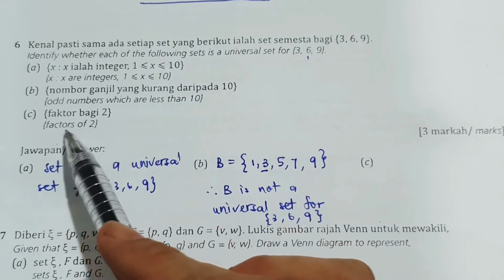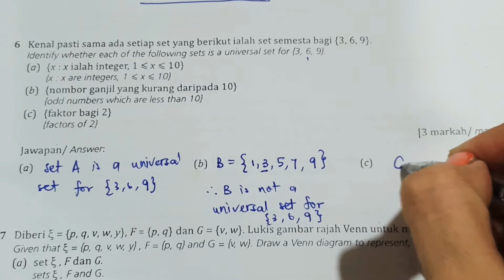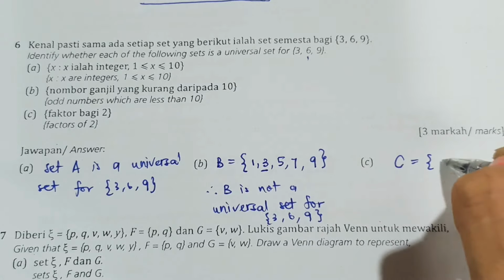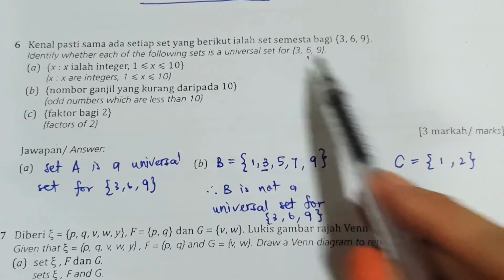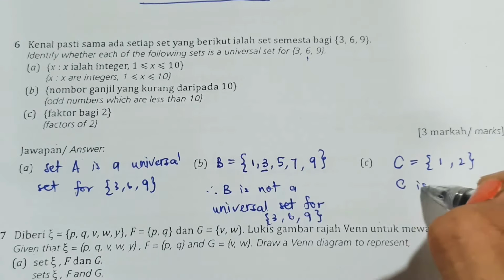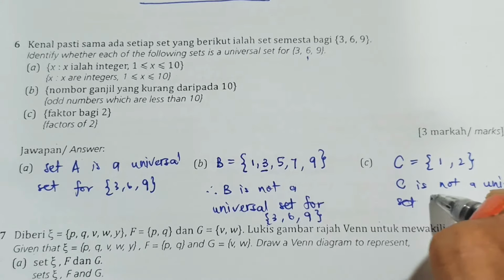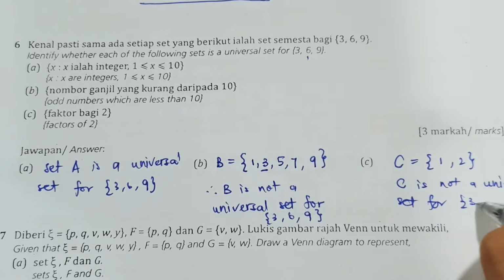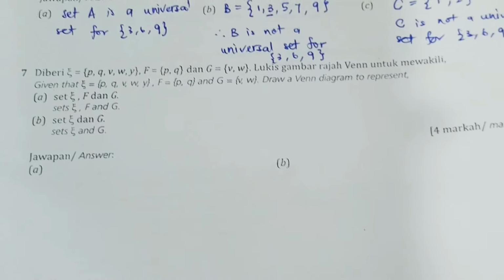C, the factors of 2. Factors of 2, what makes up 2? So set C will be the factors of 2, which are 1 and 2 only. So is 3 in? No. 6 not in. 9 not in. Therefore, C is not a universal set for 3, 6, and 9. Okay. Next, number 7.